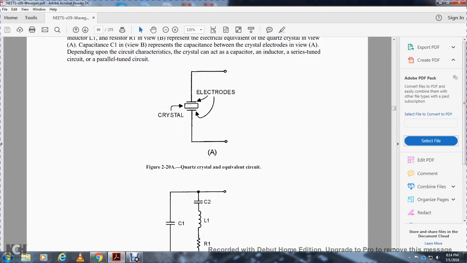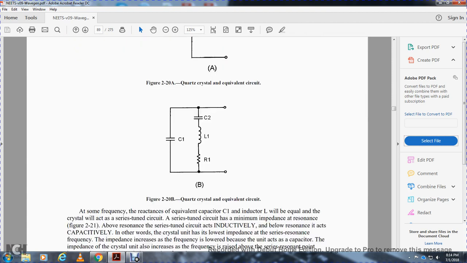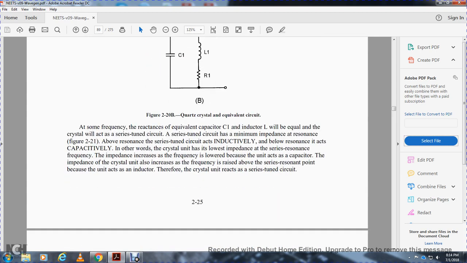Alright, so you have your capacitor crystal electrodes. And the quartz crystal equivalent circuit is capacitor 1, capacitor 2, inductor coil, and resistor 1. At some frequency, the reactance of the equivalent inductor will be equal to that of the capacitor, and the crystal will act as a series tuned circuit. The series tuned circuit will have minimum impedance at resonance, Figure 221.